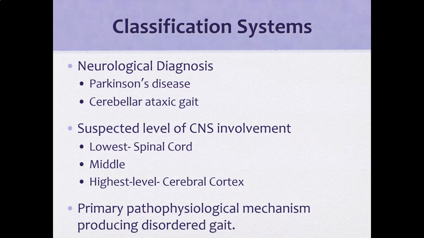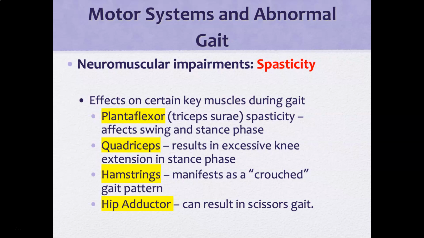Okay, primary pathophysiology mechanism producing disordered gait. We have to figure out what is causing that. Now, what if they have spasticity? Well, what are the effects on certain key muscles during gait? If they have plantar flexor spasticity, which is your gastroc and your soleus, they're always in a plantar flexed state. That could affect the swing and stance phase because their toes might get caught on the carpet and they'll trip over.